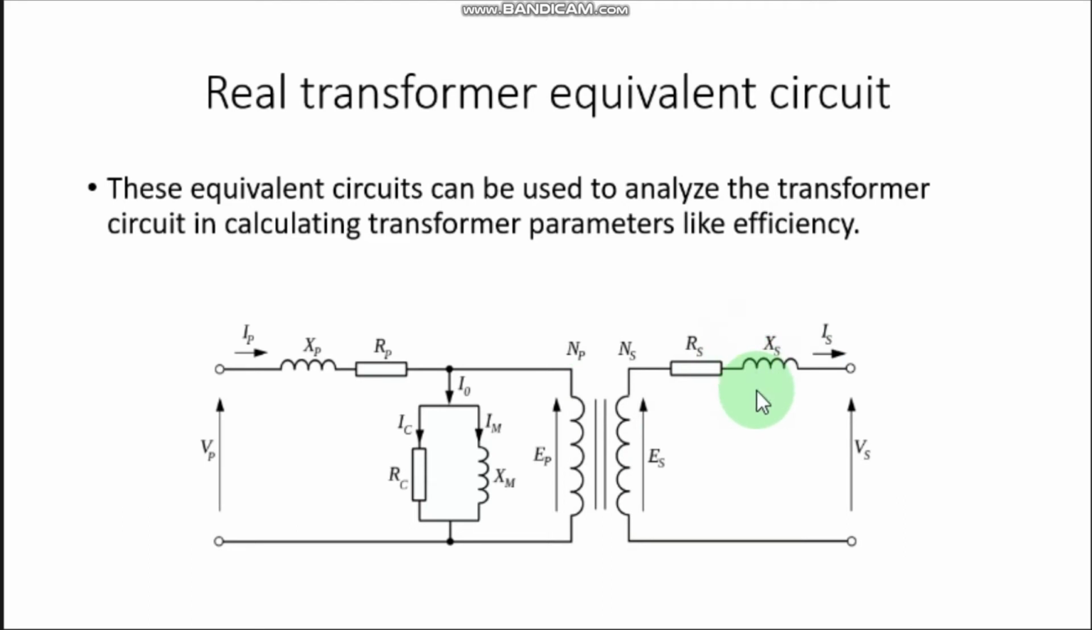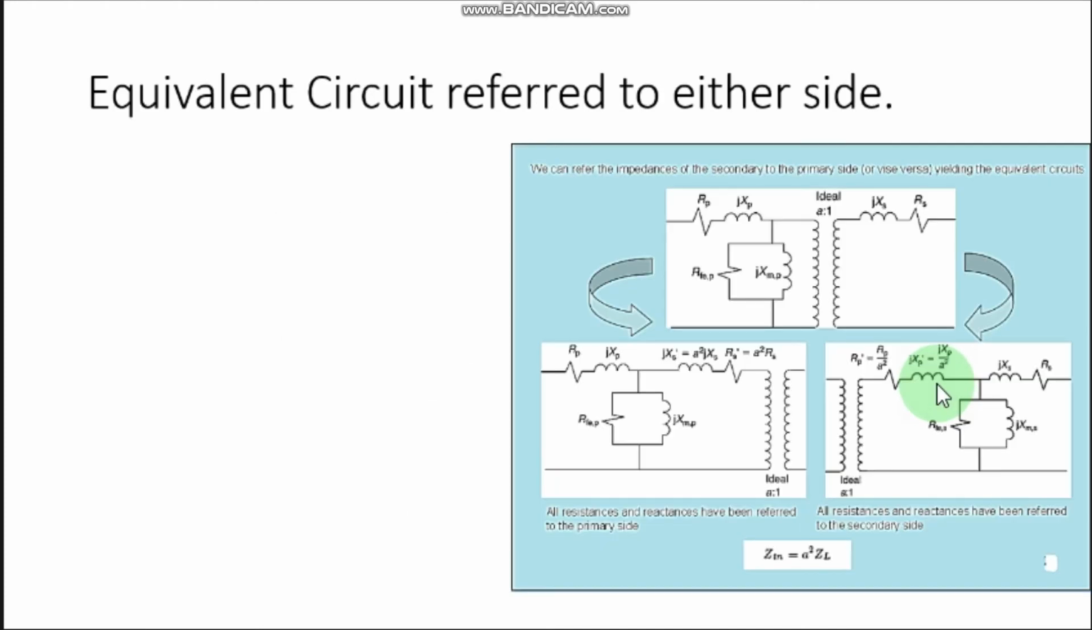Therefore we can transfer these two components, the resistance and the reactance components, into the primary side using the previous method of transferring the impedances. Or else we can transfer the primary side impedances to the secondary side as well. That is also possible, which can be seen from the next slide, this one.